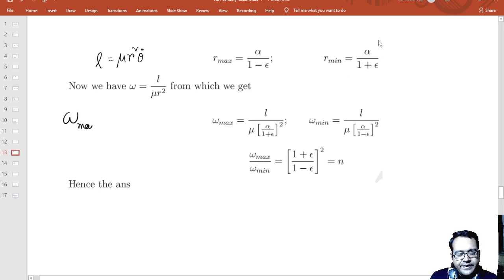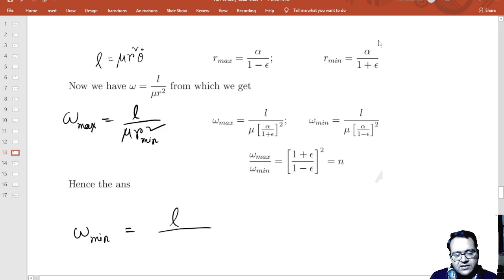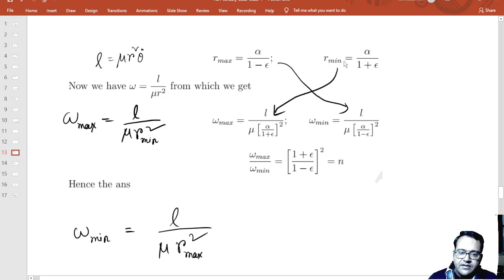So omega max can happen when L by mu r min, minimum value square, and omega min is of course L by mu r max whole square. So we just replaced r min and r max here. Then for omega max and omega min, we just took the ratio. So that gives us 1 plus epsilon by 1 minus epsilon whole square, that is n.